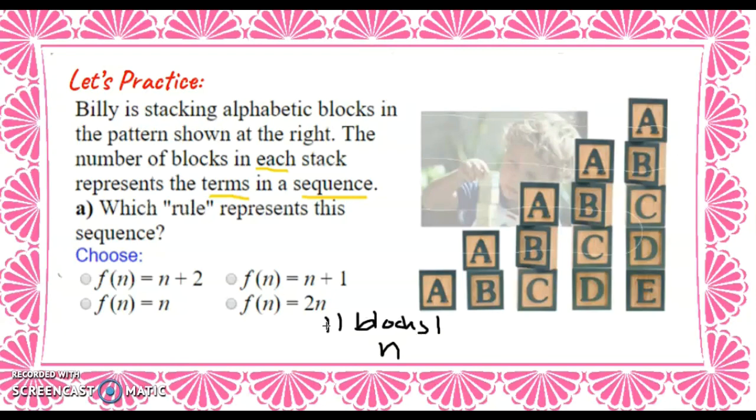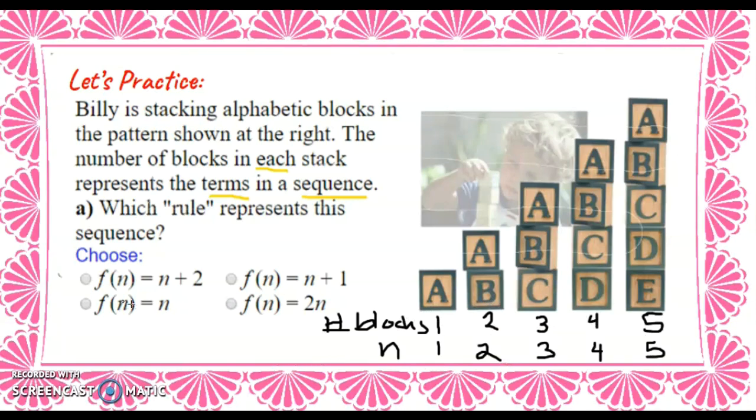So we have the number of blocks, and we have the n, as in the term and the position in the sequence. On the first stack we have one block. In the second stack we have 2 blocks. In the third stack we have 3 blocks. In the fourth stack we have 4 blocks. And in the fifth stack we have 5 blocks. So it looks like n and the number of blocks are going to be the same every time.